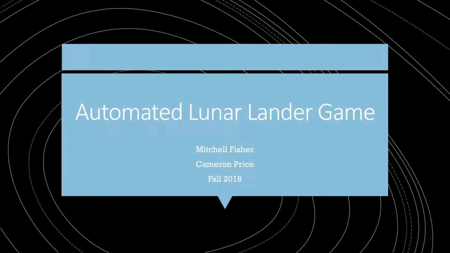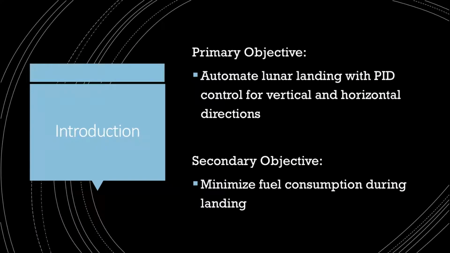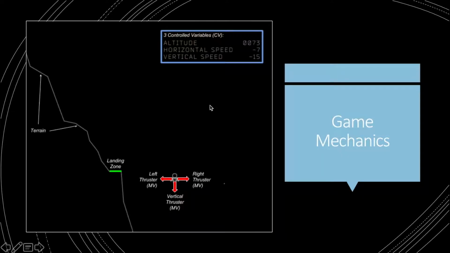This is our final project for Chemical Engineering 436, taught by Dr. John Hedengren at BYU. Our primary objective was to implement PID controllers, one in the vertical direction and one in the horizontal direction, in order to successfully land the lunar lander in the game. As a secondary objective, we decided to optimize the PID tuning parameters in order to minimize fuel consumption and still successfully land. This is how the game works.